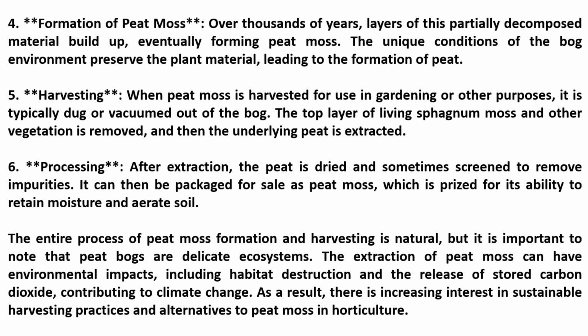5. Harvesting. When peat moss is harvested for use in gardening or other purposes, it is typically dug or vacuumed out of the bog. The top layer of living sphagnum moss and other vegetation is removed, and then the underlying peat is extracted. 6. Processing.